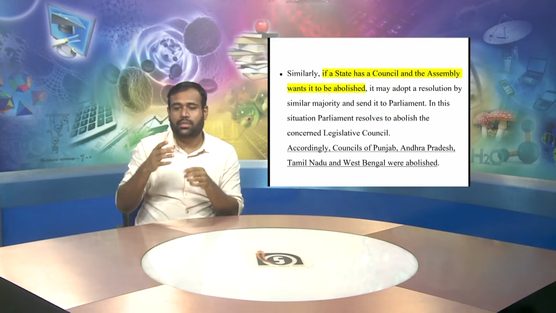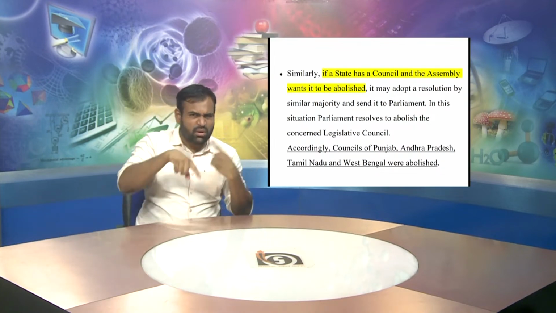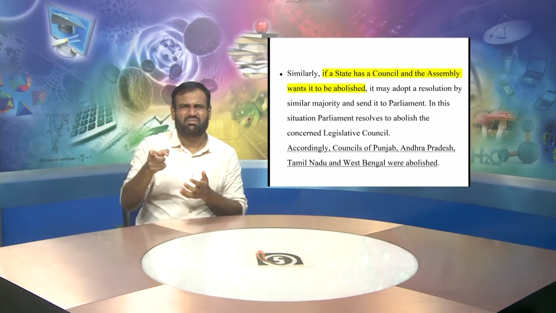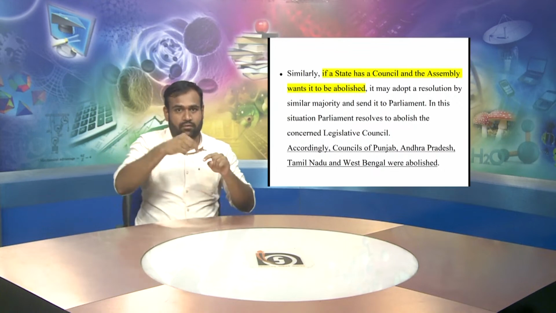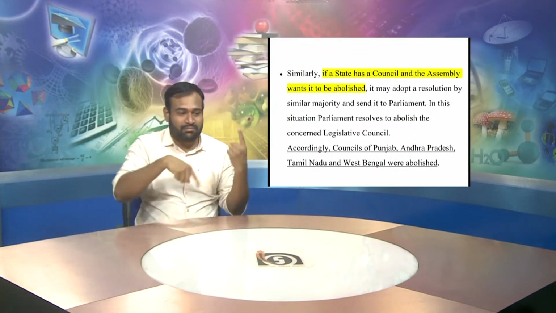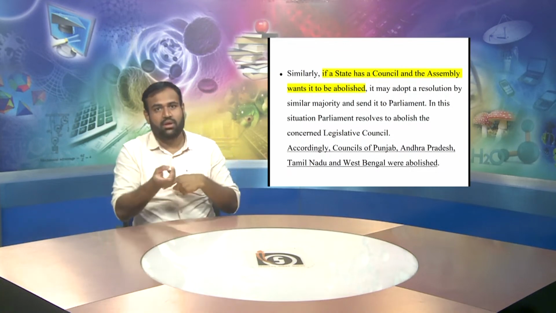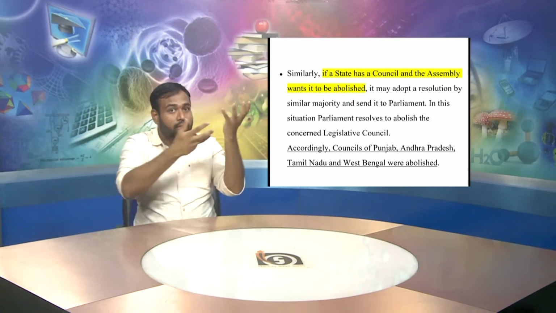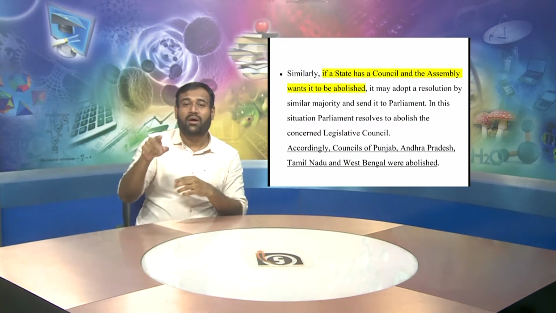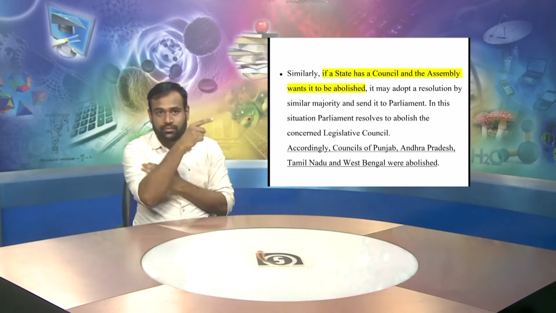Similarly, if a state has a council and the assembly wants it to be abolished, it may adopt a resolution by a similar majority and send it to Parliament. In this situation, Parliament resolves to abolish the concerned legislative council. Accordingly, the councils of Punjab, Andhra Pradesh, Tamil Nadu and West Bengal were abolished.